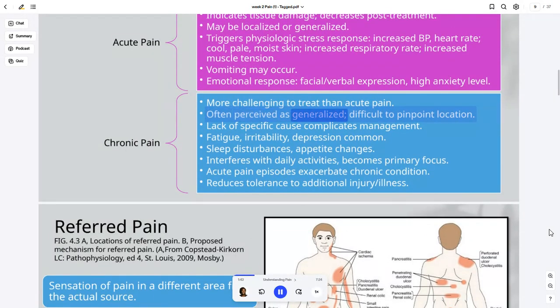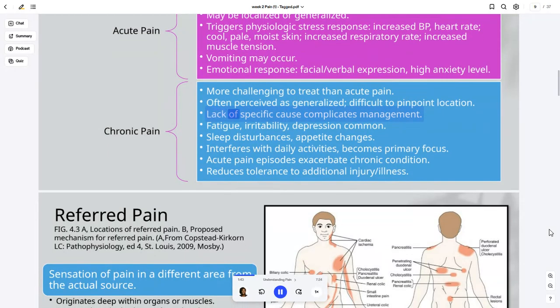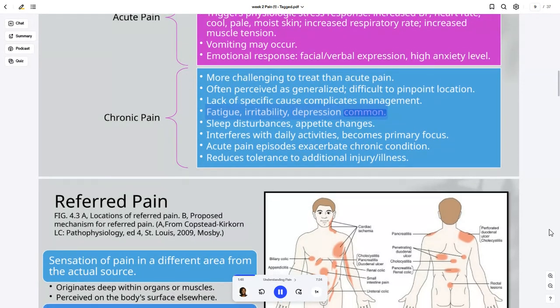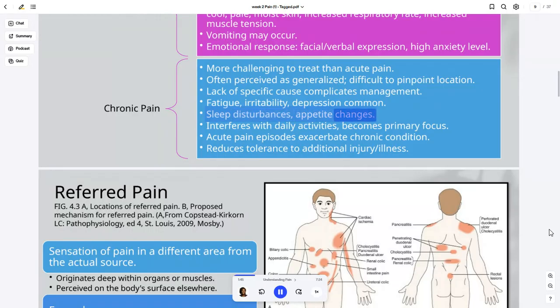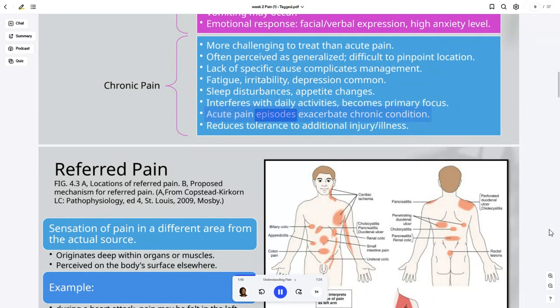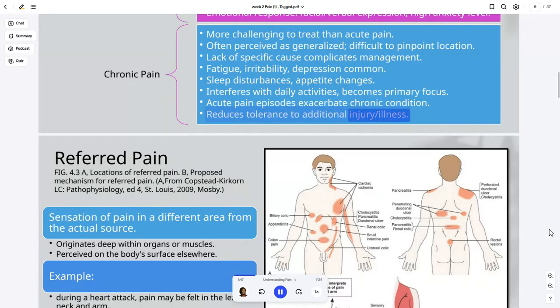Chronic pain is more challenging to treat than acute pain, often perceived as generalized and difficult to pinpoint in location. Lack of a specific cause complicates management. Fatigue, irritability, and depression are common. Sleep disturbances, appetite changes, and interference with daily activities occur, and pain becomes the primary focus. Acute pain episodes exacerbate the chronic condition and reduce tolerance to additional injury or illness.